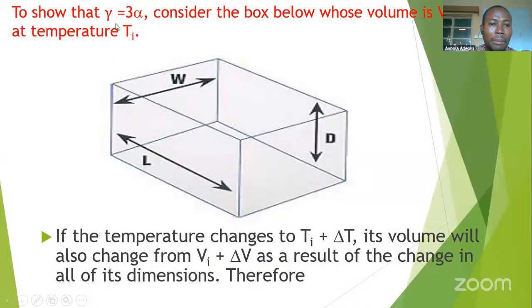To show that gamma is equal to 3 alpha, we consider the box below, whose initial volume is Vi at temperature Ti. So if the temperature changes to Ti plus delta T, let's say this is our final temperature, its volume also will change from Vi to Vi plus delta V. So this Vi plus delta V is the final volume, as a result of the change in all of its dimensions.